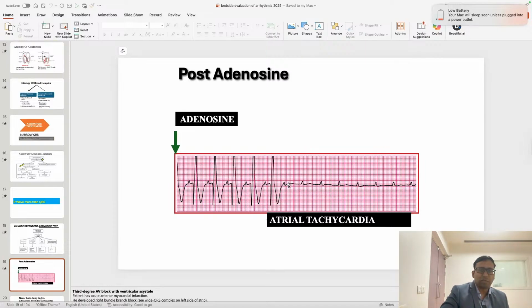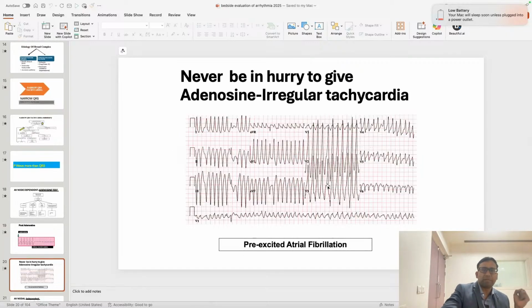Given adenosine, this is what you are seeing here. What is the rhythm going on? Atrial tachycardia. If there is no straight line, it will be called a flutter. Since a straight line is there between the two waves, we are seeing an atrial tachycardia. And never be in a hurry to give any adenosine in this type.